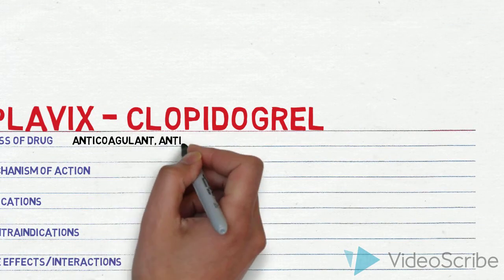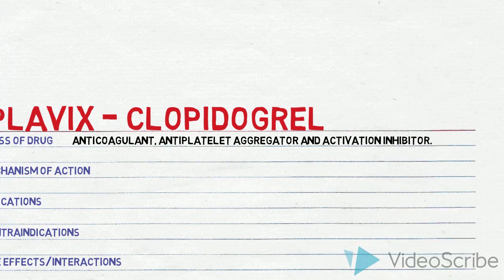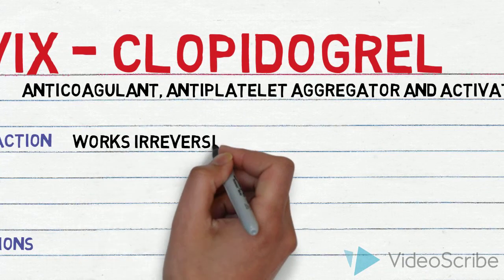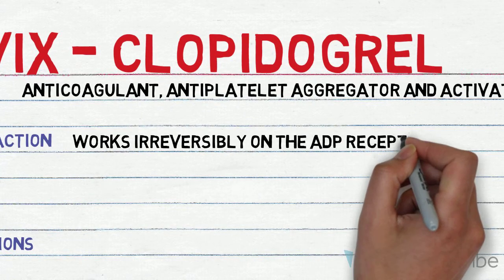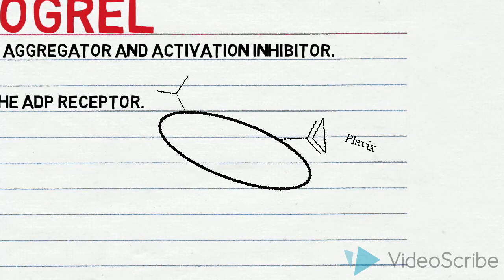So when we look at clopidogrel, we know that the class of drug is it's an anticoagulant and an antiplatelet. And it works by keeping platelets from aggregating and activating. And it does this irreversibly. And it blocks or inhibits the ADP receptor on the platelet. And so here you can see there's the receptors, and Plavix blocks that receptor, and that keeps platelets from aggregating.